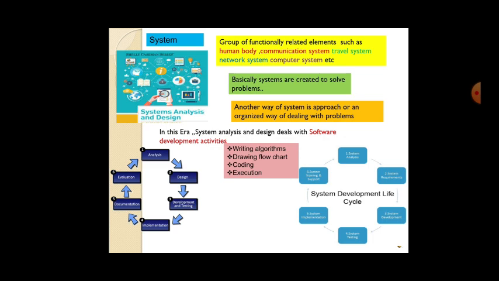So let us go to the system now. You can just see the image over there. A system is nothing but a group of functionally related elements such as the human body, communication system, travel system, network system, or a computer system. These are some of the examples I have given here. The human body is a system. Your communication is also a system. Your travel has a system, and network has a system, and computer is also a system.